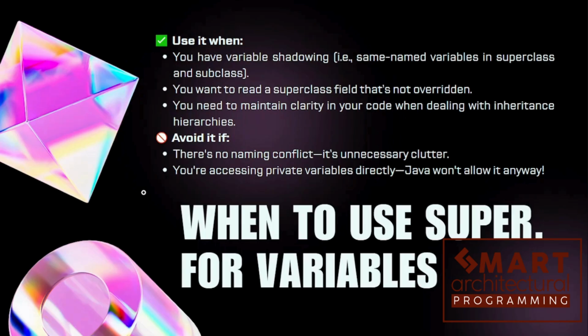And secondly, when you're accessing private variables directly. Java won't allow you to access private variables even if you use this syntax, so just don't try to do that. Don't create problems for yourself and your code. Remember, good design often avoids shadowing variables unless it's intentional for some purpose that you want to achieve. But at this point, just keep that as a rule of thumb. Try to avoid shadowing variables unless necessary.